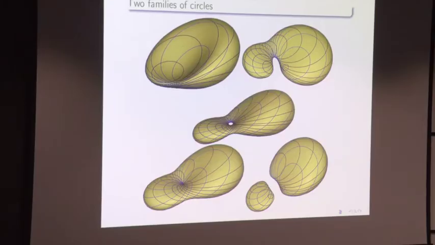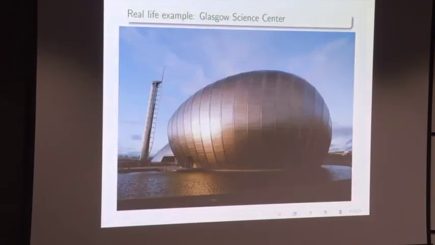Now there are some more examples of surfaces with two families of circles on them, and you see that they are in fact in large numbers. Now, there are some real life examples that my architecture colleagues told me about. All of these examples are sort of a little bit cheating, because these various lines are not exactly circles, but they try to follow sort of the same pattern.